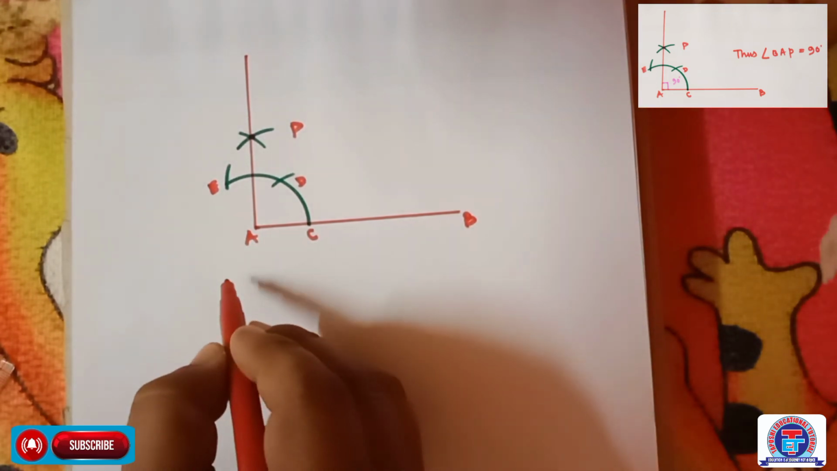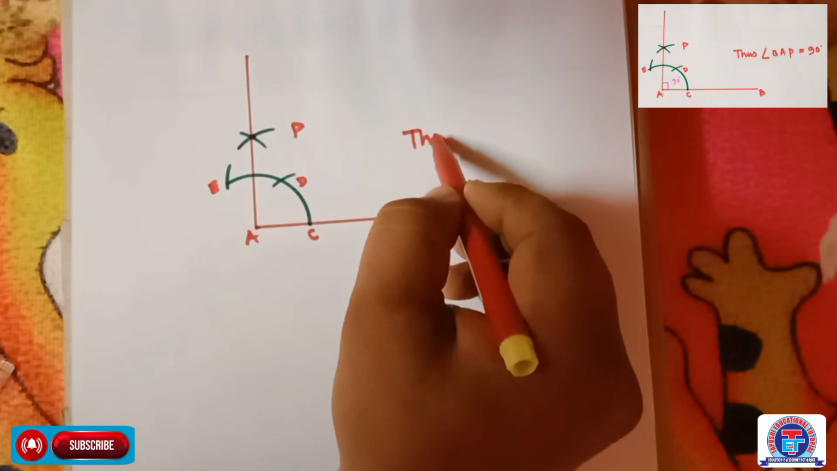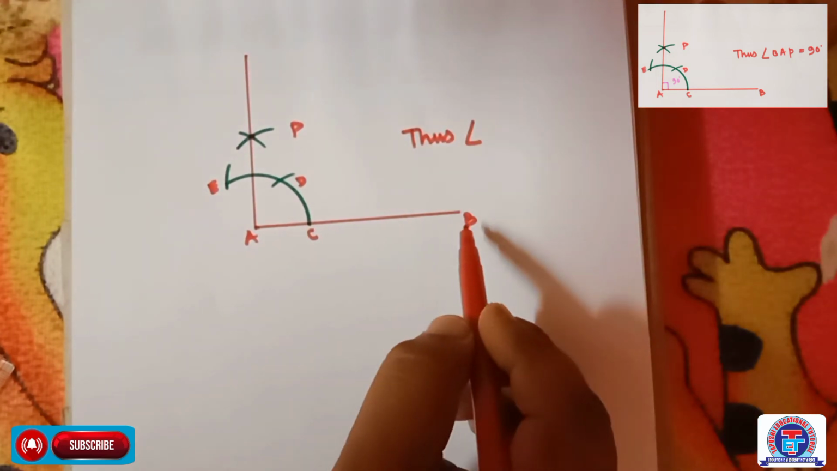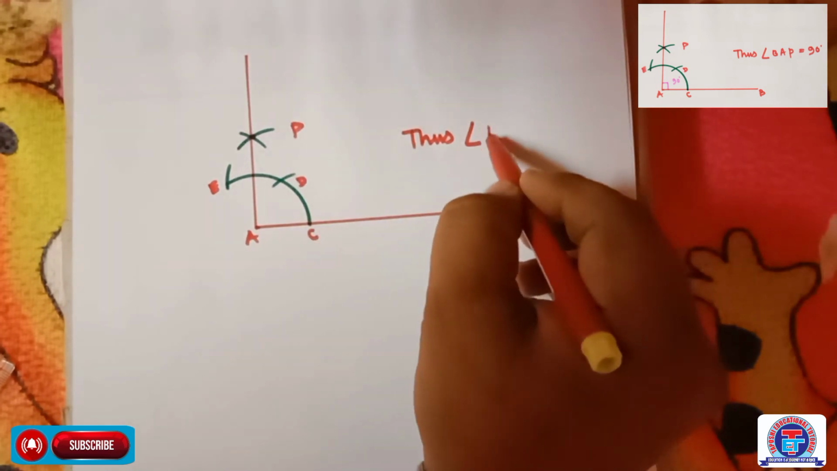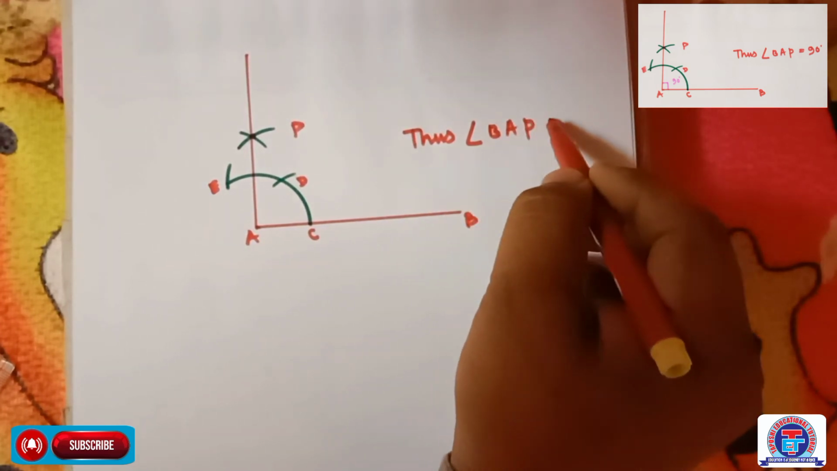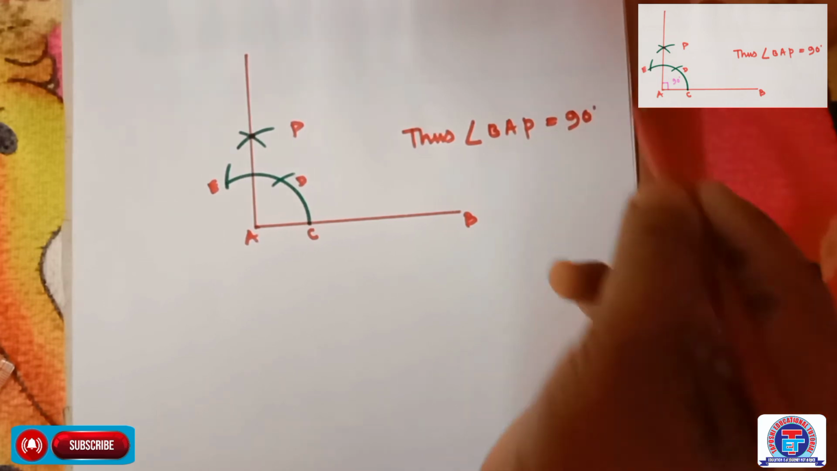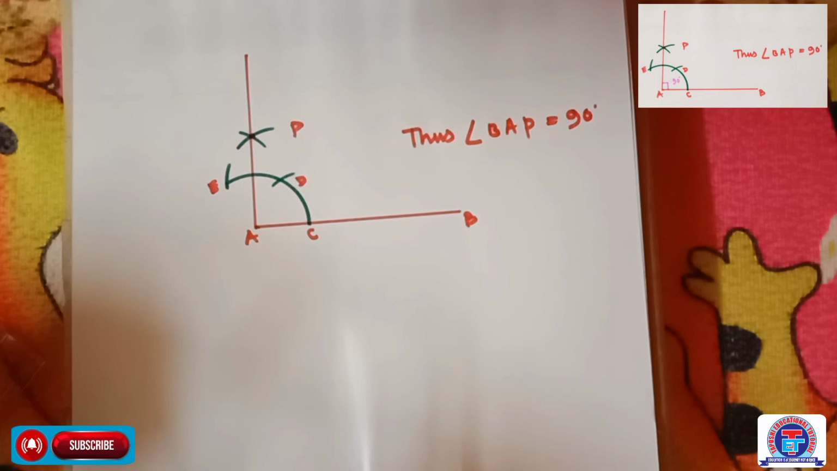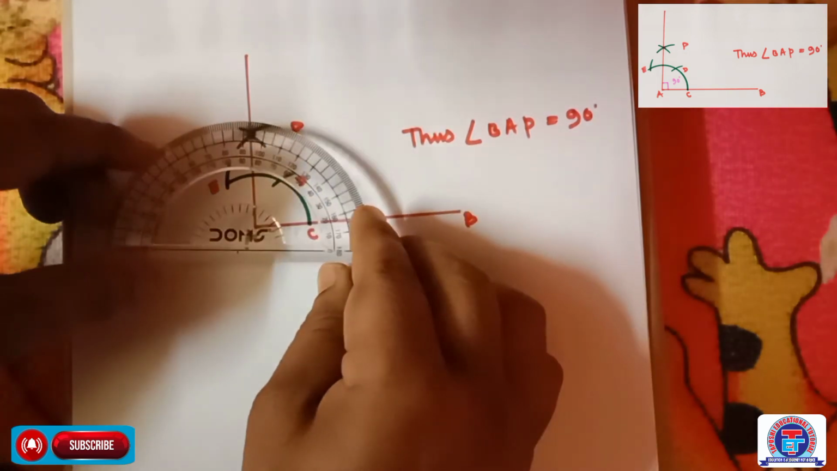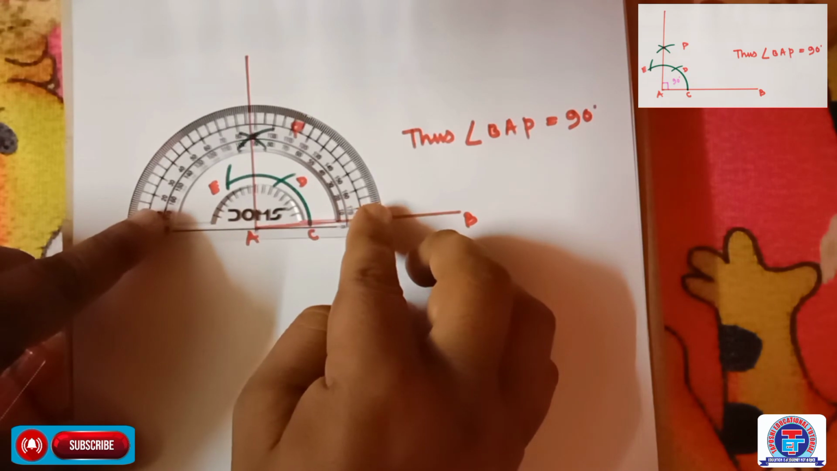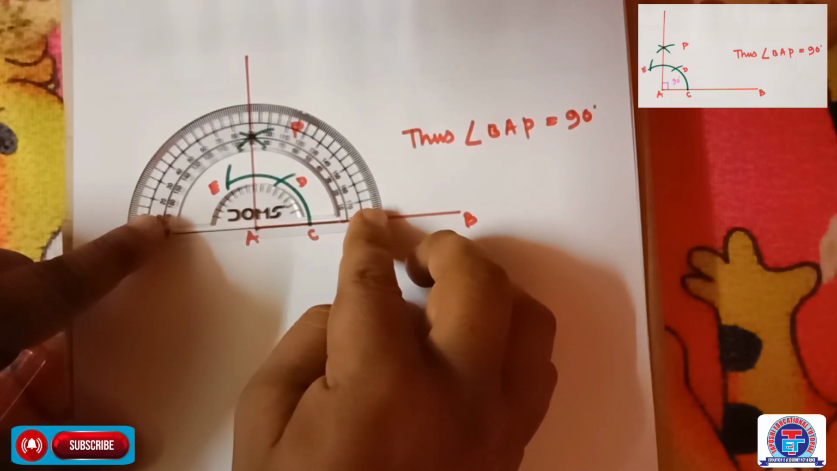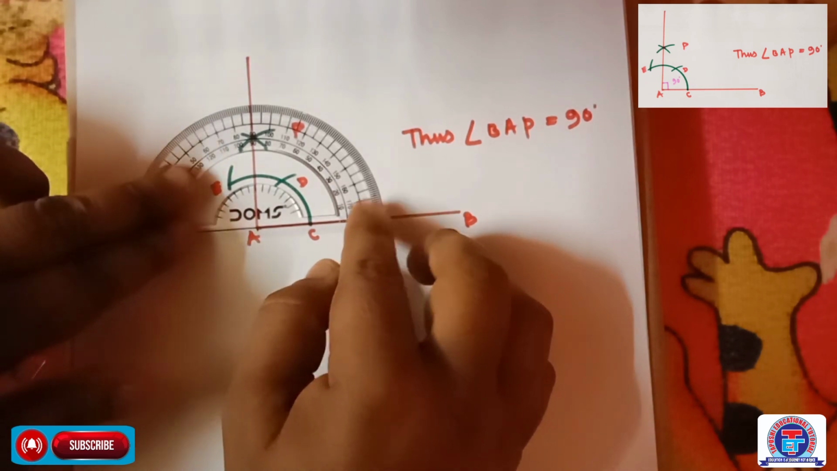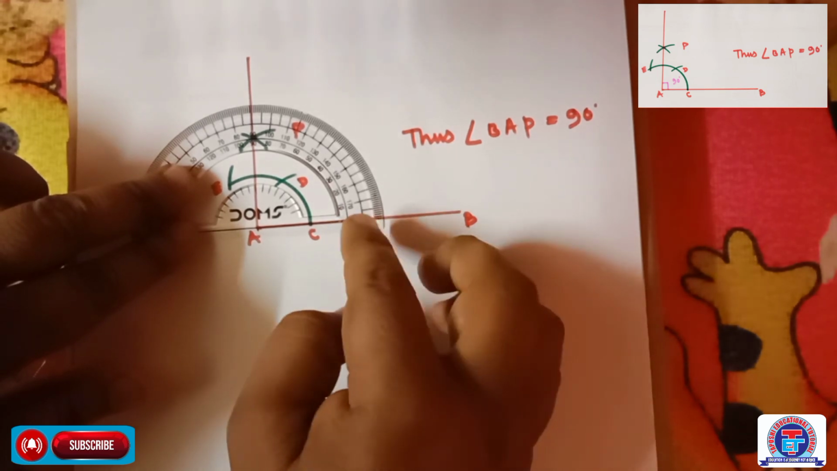So thus angle BAP is equal to 90 degrees. Now for information, we measure this angle using a protractor. We put the protractor on this figure and measure the angle, right? So this is an accurate 90-degree angle that we produced, right?